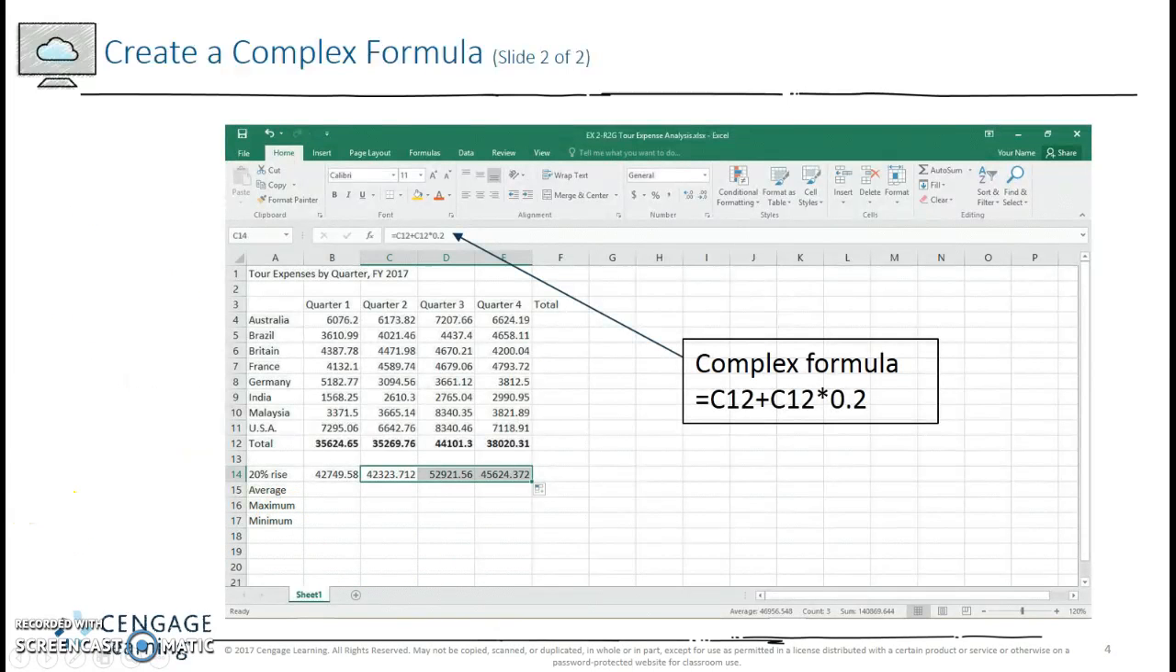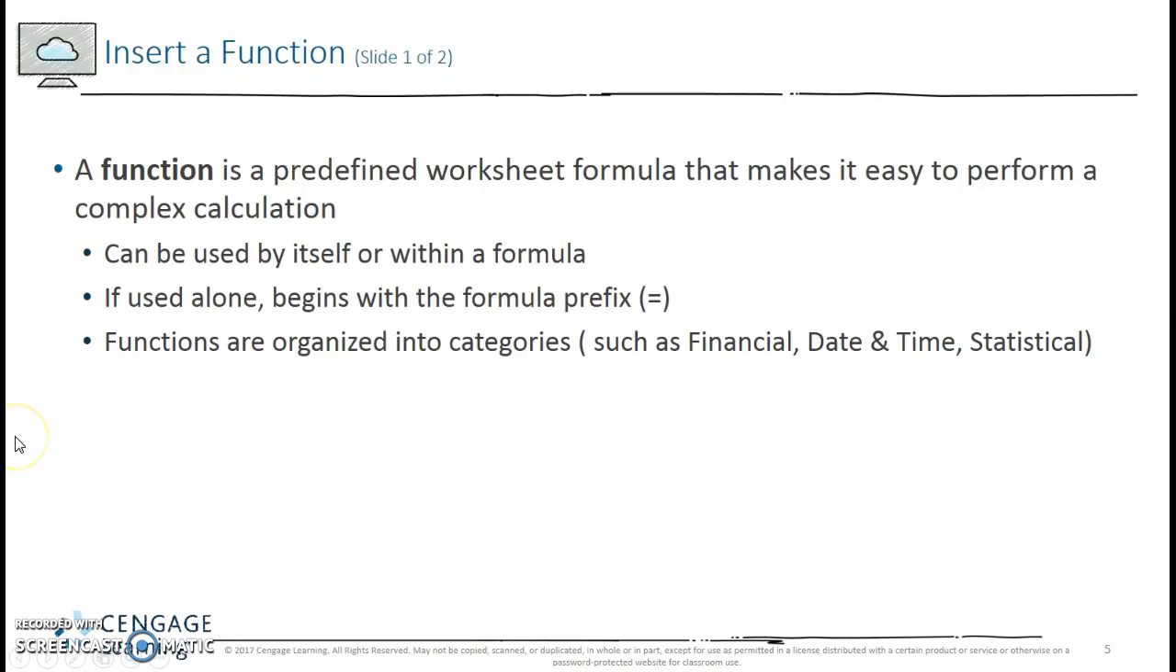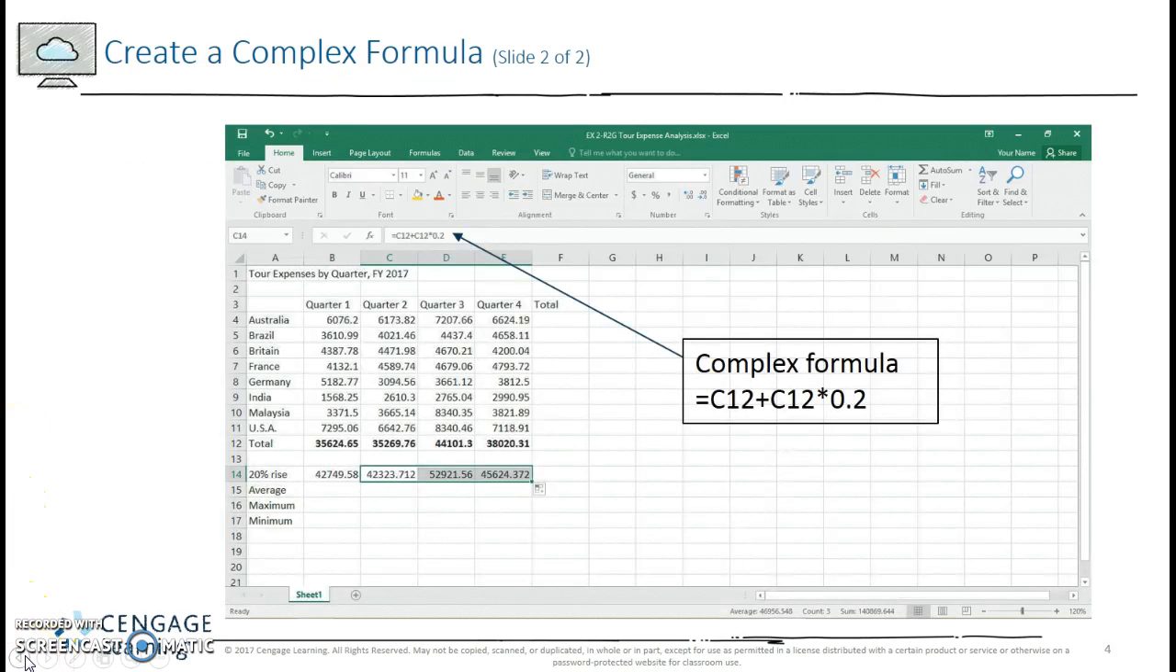But it can get a little more complicated than that. So if we take a look, and I am sorry that my screen is jumping, if we take a look at a complex formula, this would be a great example. When we do complex formulas, we always use that equal sign first. And then you're going to have cell C12 plus C12 times 0.20. So the little star is the multiplication.